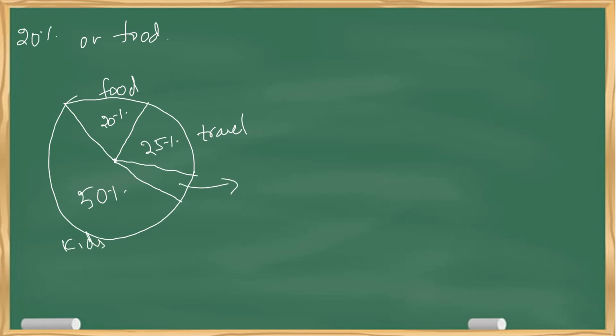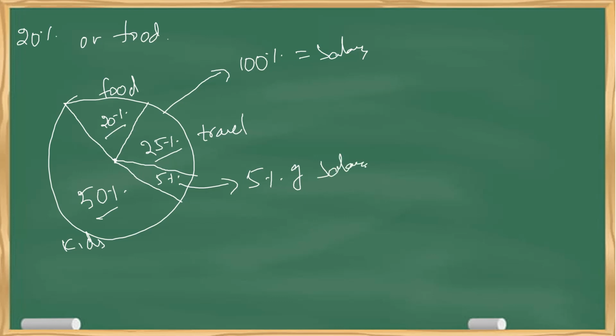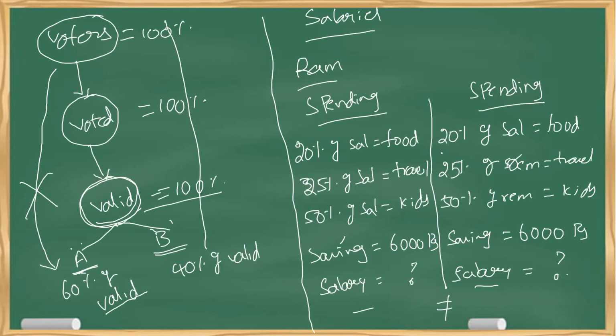Now what is the remaining part? The circle should be 100%. That is salary. So this becomes 5%. Why? Because 50 plus 25 plus 20. So 5% of salary is equal to 6,000 as given in the question. You can look at it.